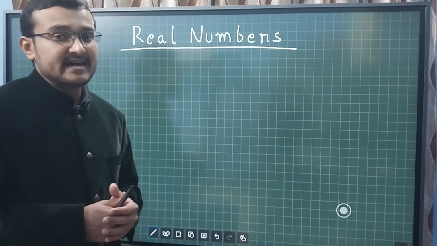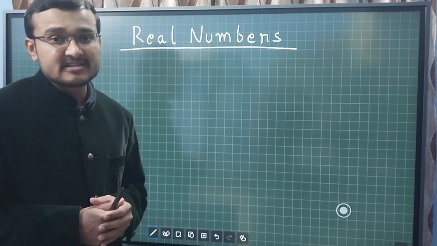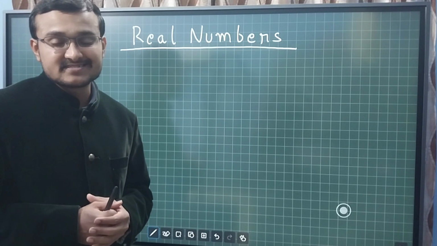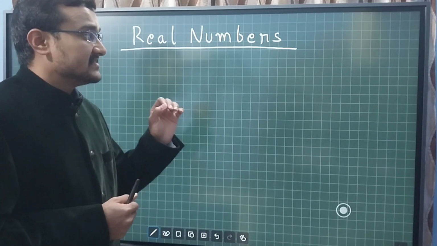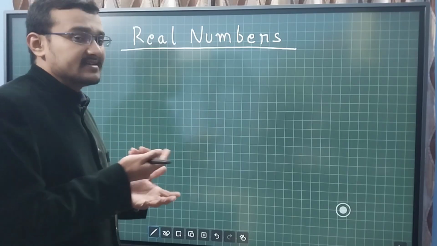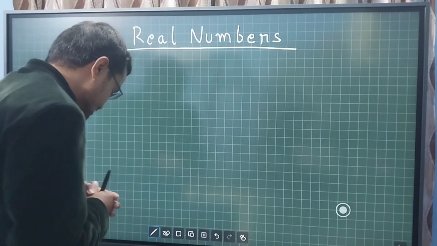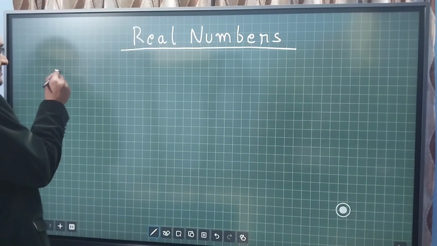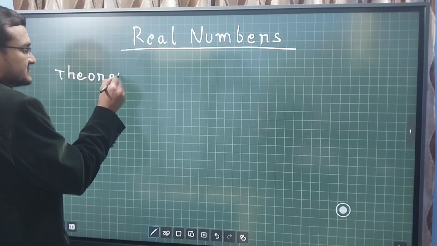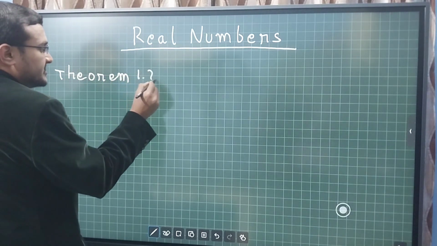So in my previous video, I had explained about the fundamental theorem of arithmetic and examples 1 to 4. I have also explained all the questions in exercise 1.1. Now in this video, we'll move into the next concept, which comes after exercise 1.1. After exercise 1.1, the next theorem in this chapter is theorem 1.2.